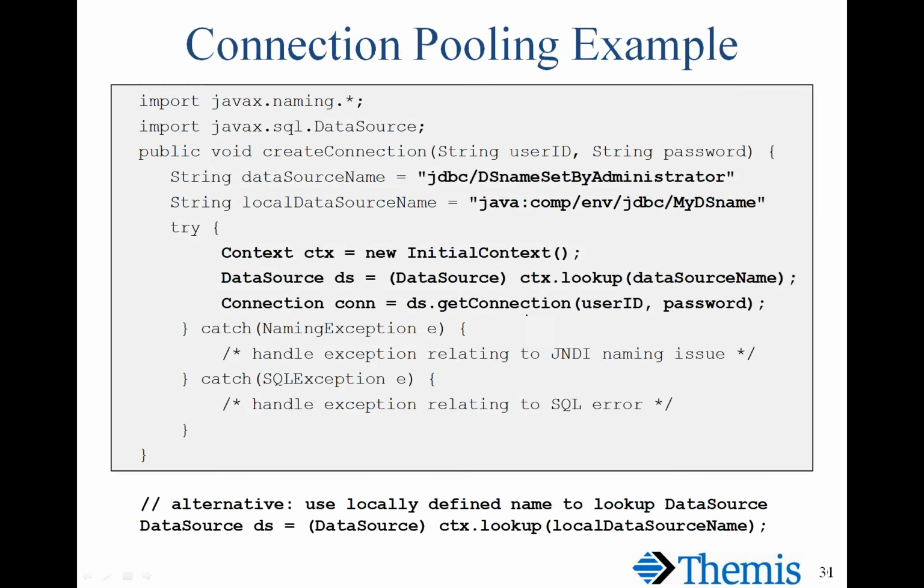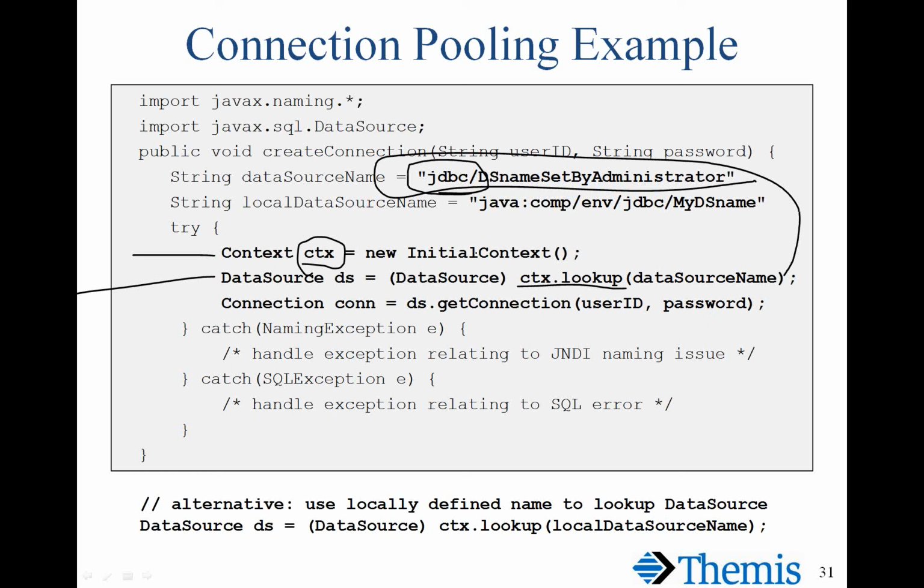Here's the code for a JNDI lookup. This line basically says, hey JNDI, I need you. JNDI's like a phone book or the yellow pages. And this line says, I'm now with my reference to the JNDI context, I'm going to do a lookup based on this name, which by convention starts with these 5 characters and then has the rest of the name.